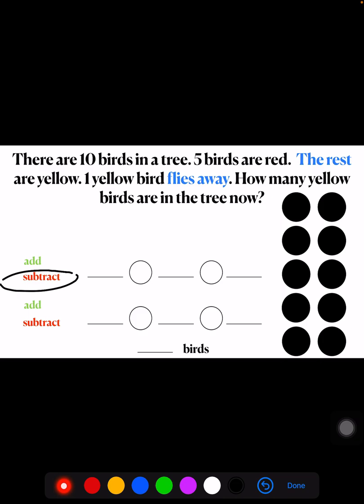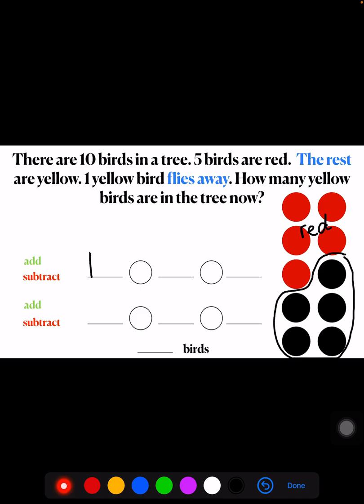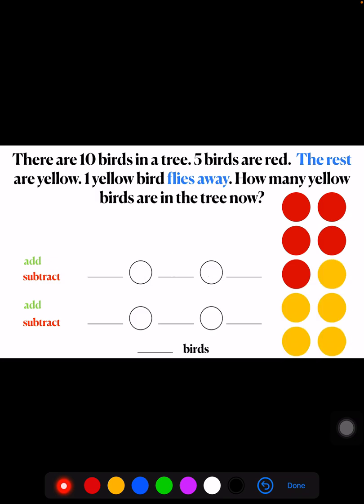Watch this. I have 10 birds, and I'm going to turn 5 to red. 1, 2, 3, 4, 5. So here, these are red. The rest are yellow. I started with 10, and I took away 5 red counters. Let's see how many birds are yellow. Ready? 1, 2, 3, 4, 5. Oh, okay. So I know I subtracted in this problem. I started with my biggest number, 10 birds, and 5 of them were red. I have to take those red birds away to figure out how many are yellow. I counted 5 yellow birds. 10 minus 5 equals 5. So that means 5 were red and 5 were yellow.